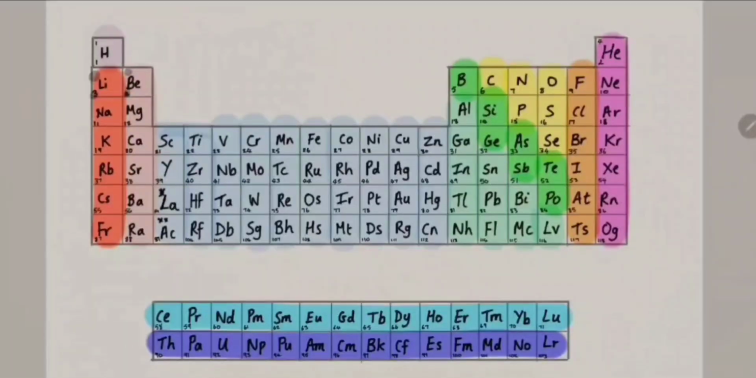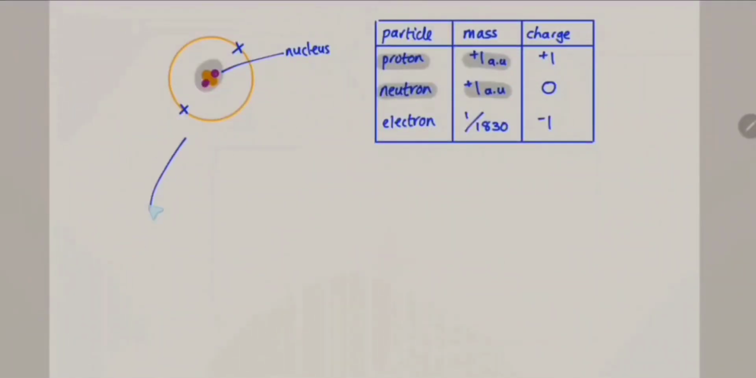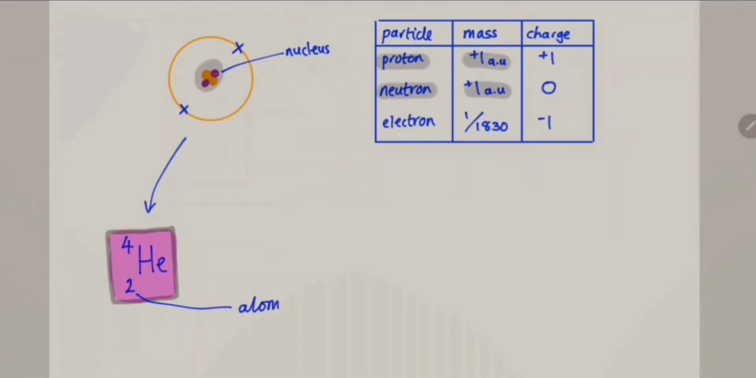It has a symbol He, and if you look closely, it's also got 2 numbers. So it has symbol He, and in the periodic table there are 2 numbers, a 2 and a 4. The smaller number, usually the bottom number, is known as the atomic number, and it's also known as the proton number, and this number tells us the number of protons in the nucleus.